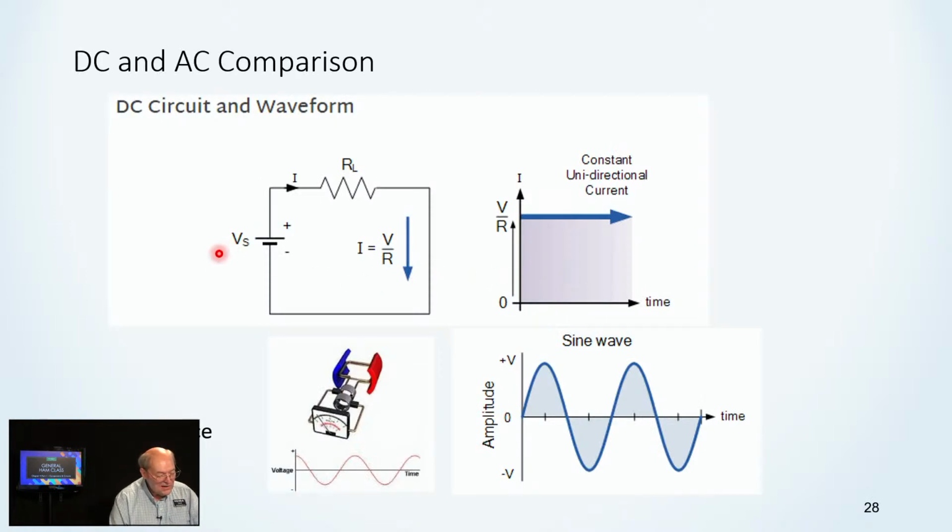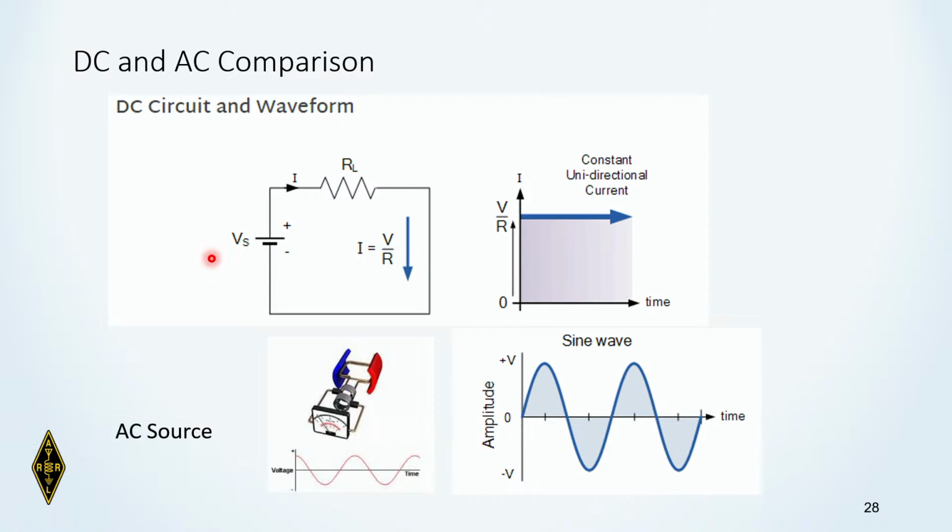So we're going to compare DC and AC right now. Here we've got a battery and a resistor. There's going to be some kind of a current flow that will be defined by I equals voltage over resistance, or E over R, V over R, if you want it the way they did it here. So once we connect the battery, this is what happens. This much current flows. This is DC, direct current.